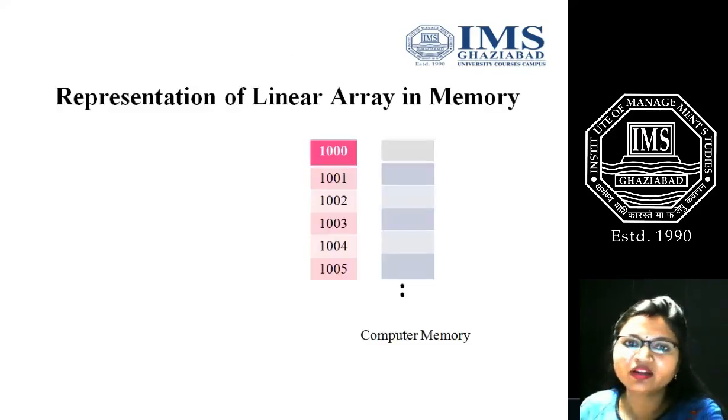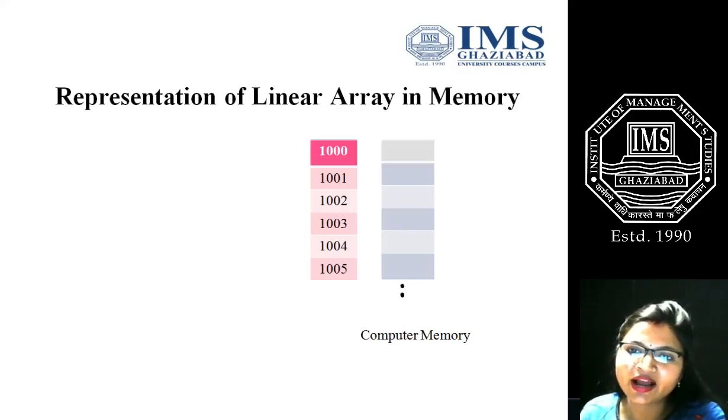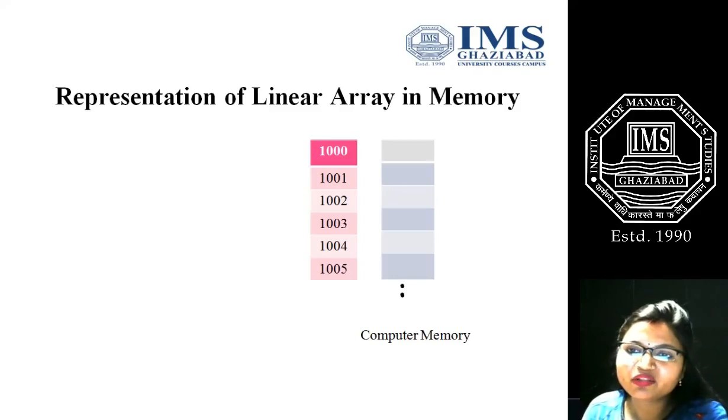It will represent the linear array in memory. Since I told you earlier that the elements of an array are arranged in consecutive memory locations in a sequential memory, means one after the other. So here are the addresses of the memory locations: 1000, 1001, 1002, 1003, 1004, 1005. So the arrays are stored in consecutive memory locations.